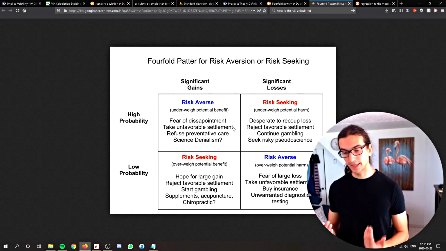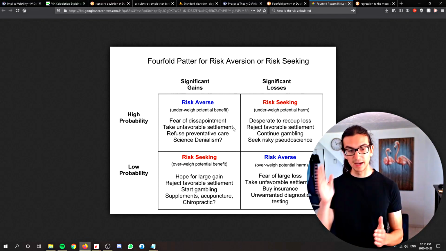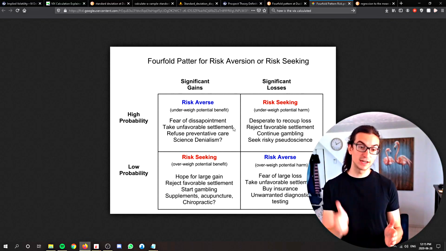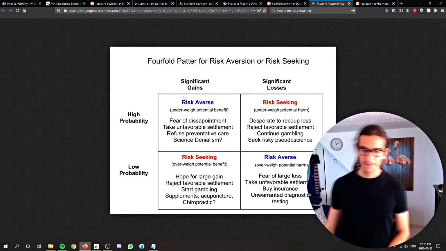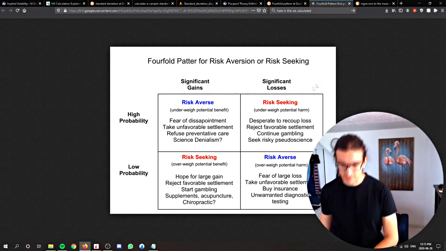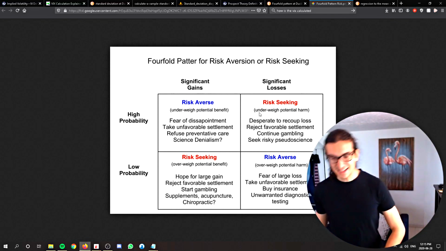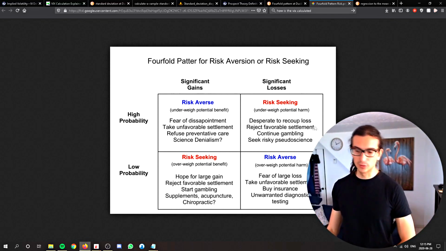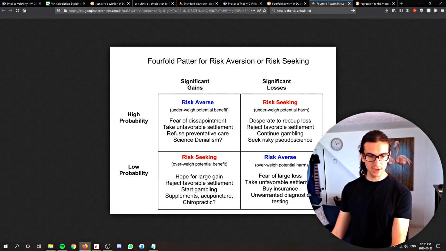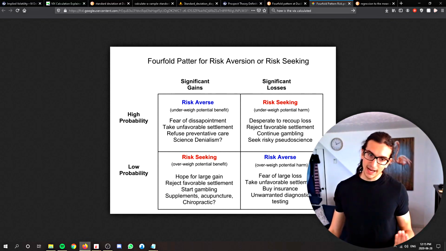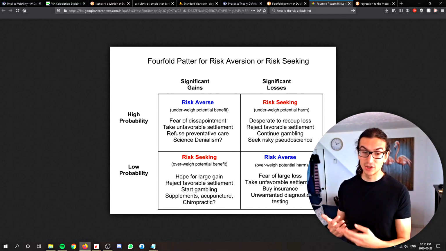So our fear avoidance mechanisms are going to step in the way and say, if we have the choice between a high probability of significant gains and a 100% chance of a lesser gain, we're going to take the 100% chance of a lesser gain because there's still that fear of disappointment there. All right. High probability of significant losses. In this case, we tend to be more risk-seeking, underweighing the potential harm. Desperate to recoup losses, we reject a favorable settlement and continue gambling. And again, think about this. You're given the choice between a 100% chance to lose a lot of money and then a 90% chance to lose a little bit more money, but there's still a 10% chance that you can't lose any money.